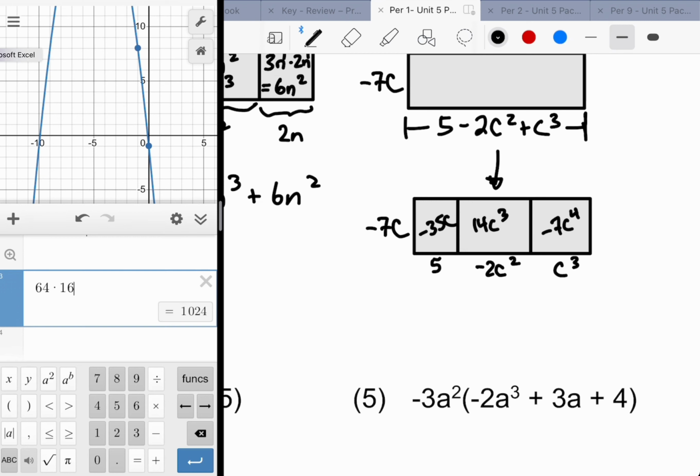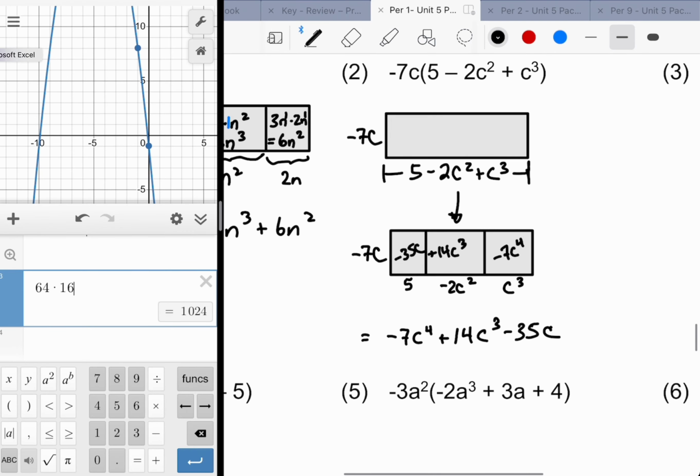All right? So each one of these areas gets added together, but we'll do it in descending order. All right? Highest power first. So the negative 7c to the 4th comes first. Then we have a positive 14c cubed. And then we have a negative 35c. So that would be our simplified form, right?